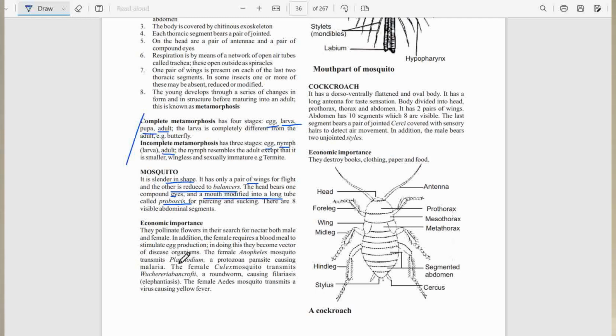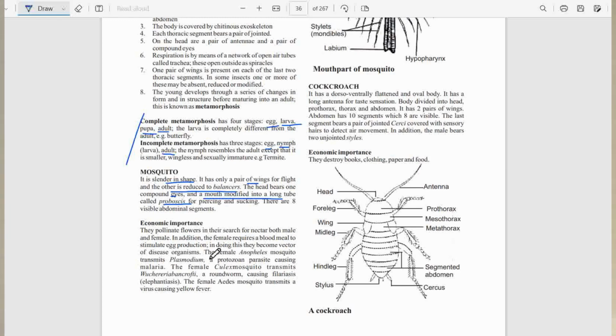Another thing to emphasize is the economic importance of these insects. So when you say economic importance, you're considering both the good and the bad. And of course, mosquitoes can help to pollinate flowers in their search for nectar, those mosquitoes that do not feed on blood. In addition, the female requires blood in order to stimulate the production of eggs.